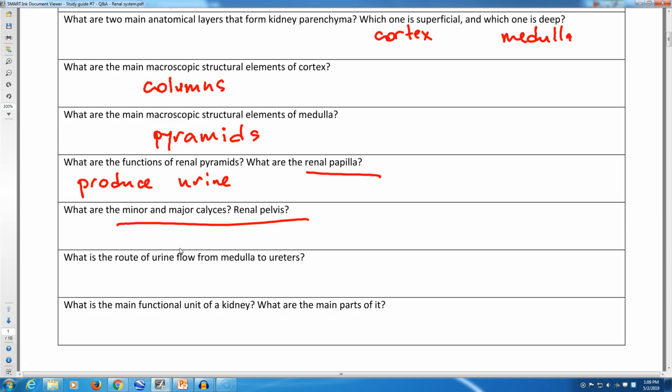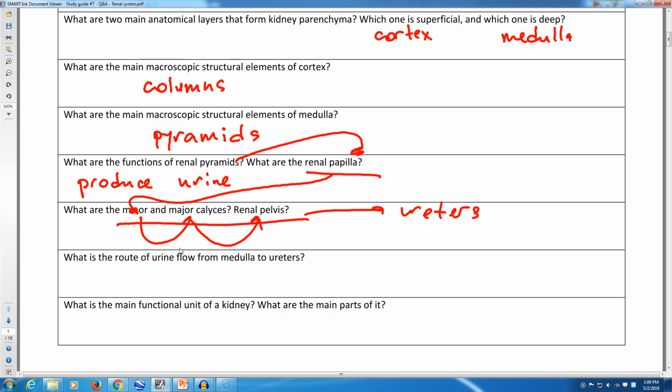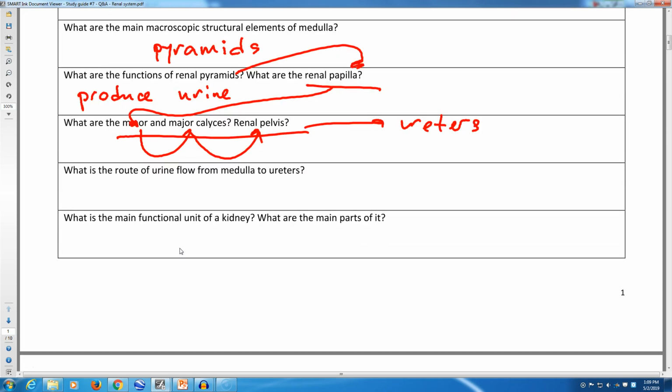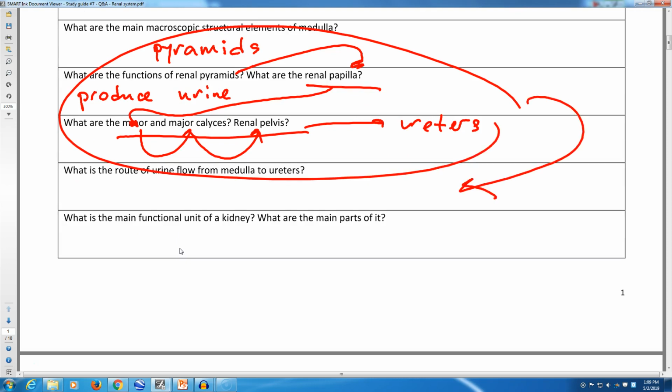That's basically anatomical. Route of the urine flow: pyramids, papilla, minor calyces, major calyces, pelvis, then ureters, and so on. That makes sense? So that answers this question.